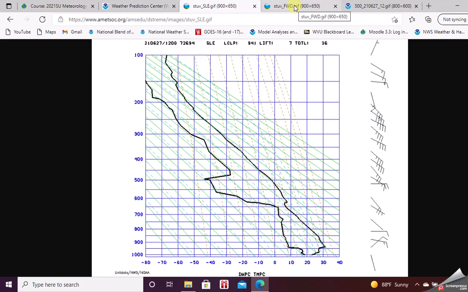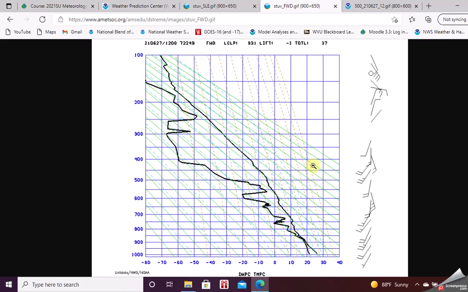The same thing if you looked here at Fort Worth down in Texas. Here, it doesn't cool anywhere near dry adiabatic because you've got lots of moisture down here. So you're getting the latent heating in there and other aspects as well.